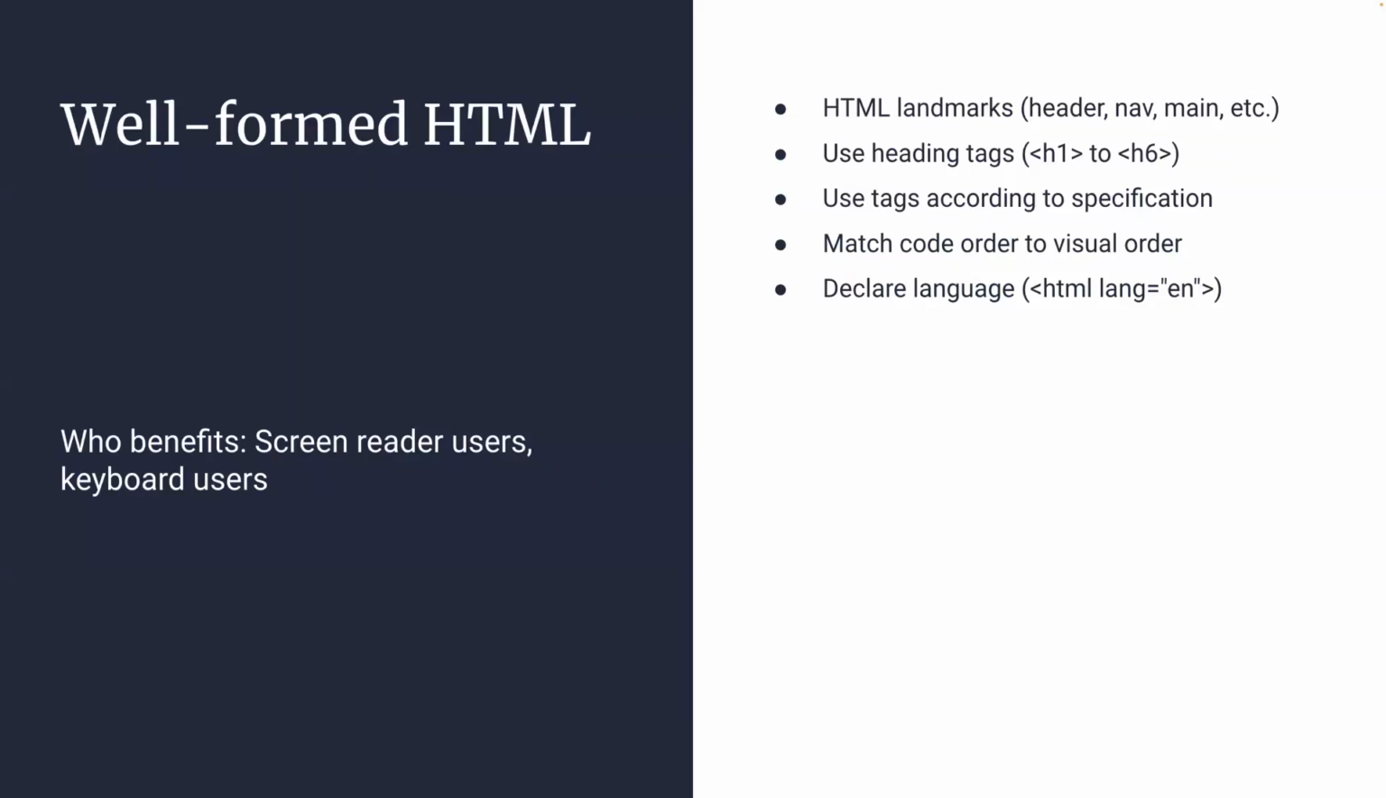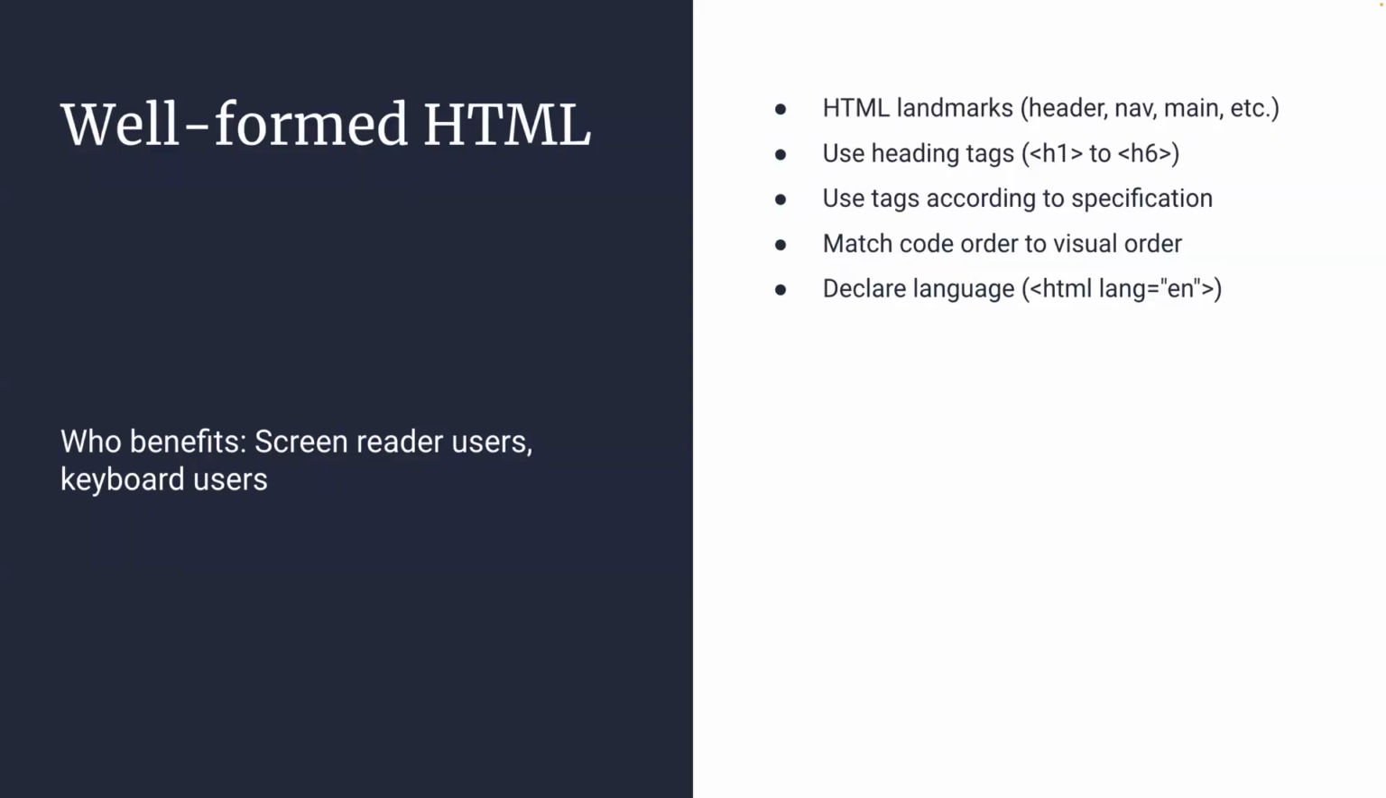And finally, declare the language of your content in the HTML element using the lang attribute, for example, en for English. You can also specify language on the paragraph tag or even on the word level with a span tag if you're changing it mid-document, like if you're quoting a passage in another language.